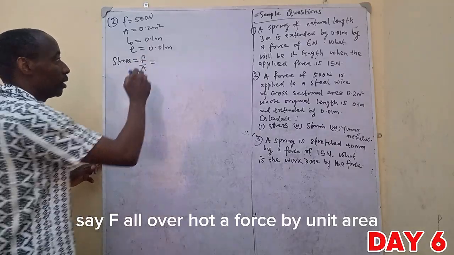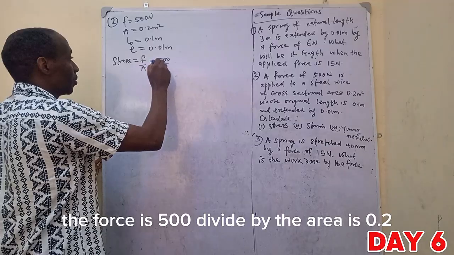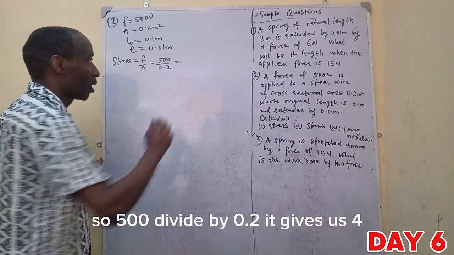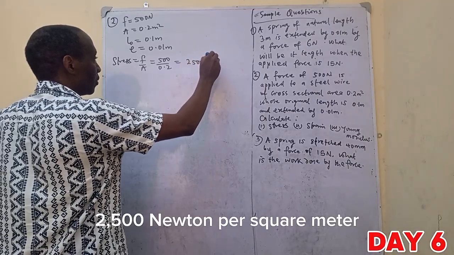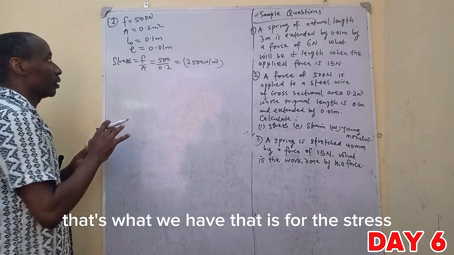Force per unit area. The force is 500 divided by the area, which is 0.2. So 500 divided by 0.2 gives us 2,500 Newton per square meter. That's what we have for the stress.